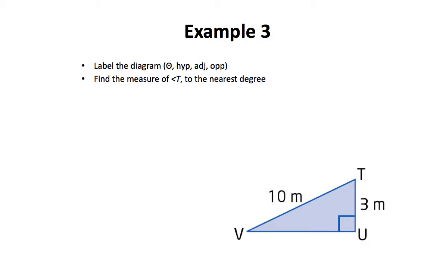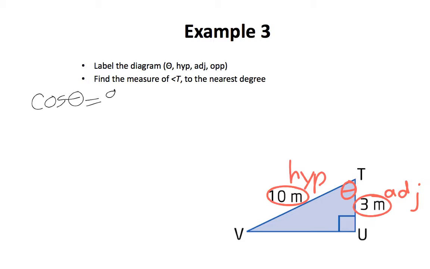In our third example, we want to find the measure of angle T to the nearest degree. Let's label angle T theta. That would mean the side labeled 3 meters would be the adjacent side, and the side labeled 10 meters would be the hypotenuse. The trig ratio, which contains adjacent and hypotenuse, is cos. So let's write cos theta is equal to adjacent over hypotenuse.